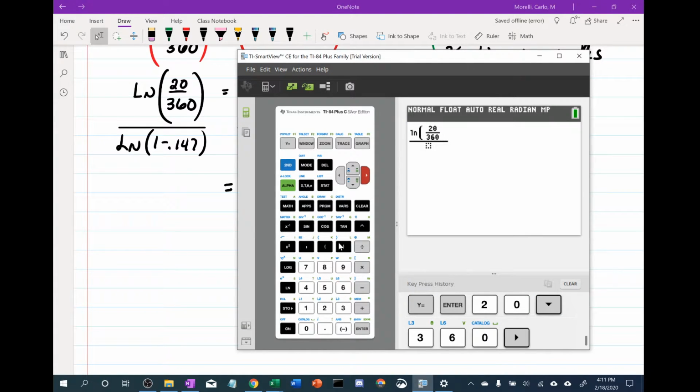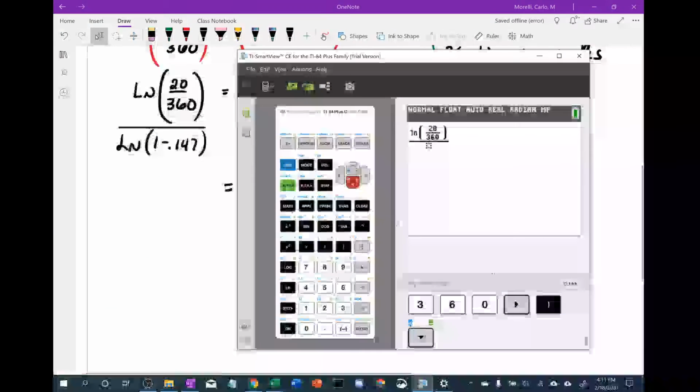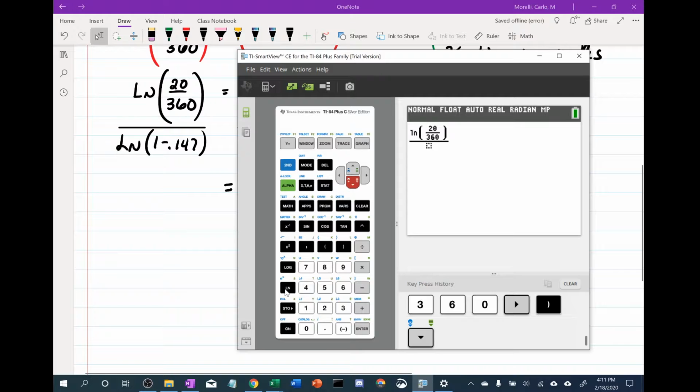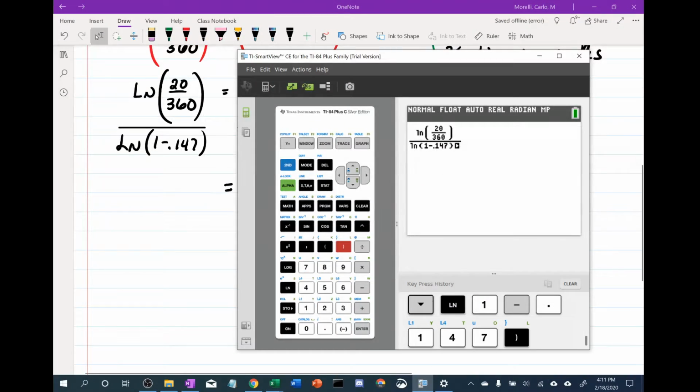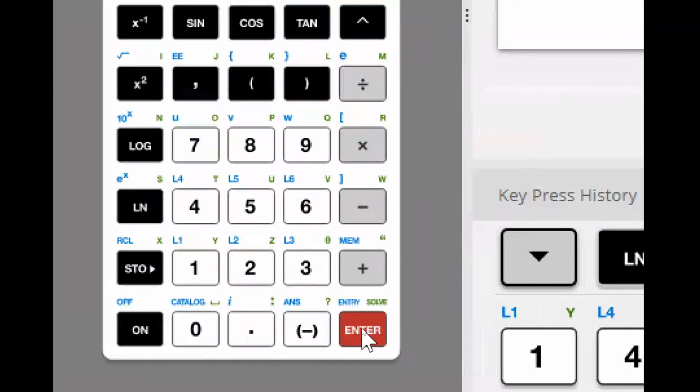Okay, and then close that parentheses off. Down in the denominator, I've got the ln of 1 minus 0.147. So I'm going to hit ln of 1 minus 0.147. Close that off. This should look just like this, all right? And it does. So let's go ahead and hit enter.